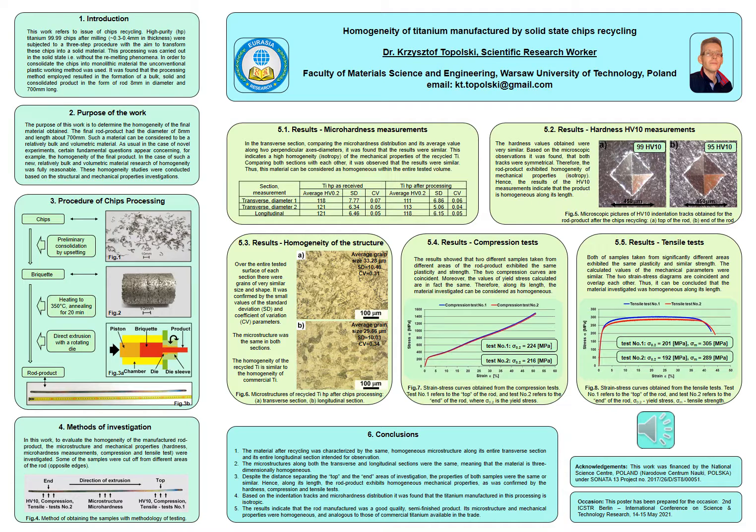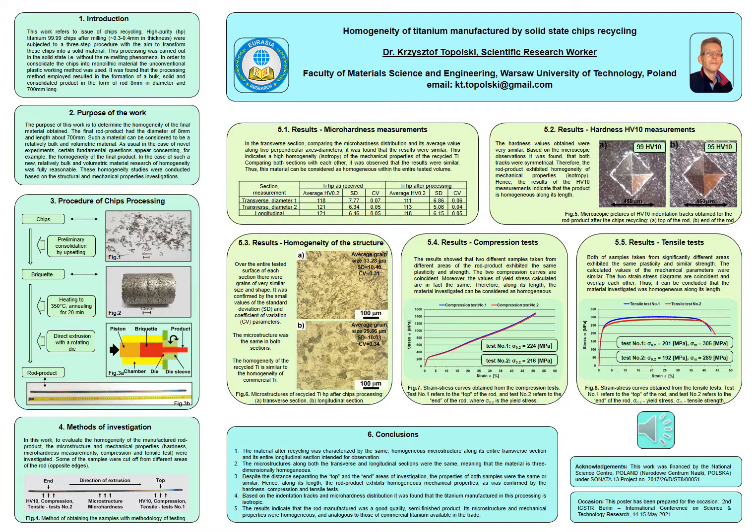Now, please, let's look at the section number 3, entitled Procedure of Chip Processing. In this section, the chip recycling procedure was presented. This processing was carried out in the solid state, it means without the remelting phenomena. At the beginning, the chips were preliminarily consolidated by upsetting method. By this way, the agglomerate called briquette was obtained. In the next step, the briquette was subjected to the heating and annealing. Next, in the final step, the briquette was extruded.